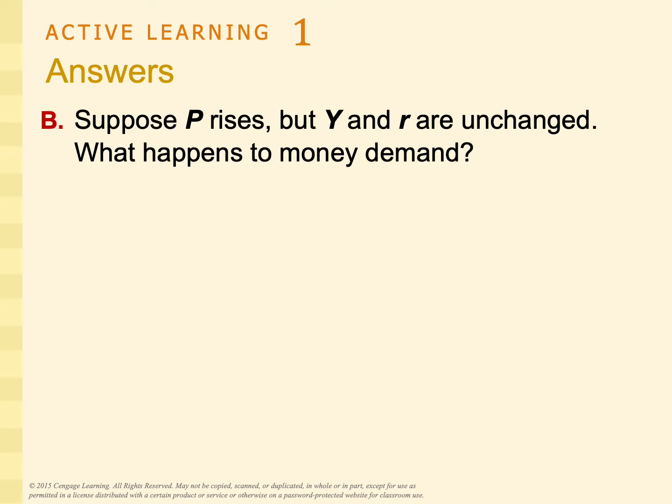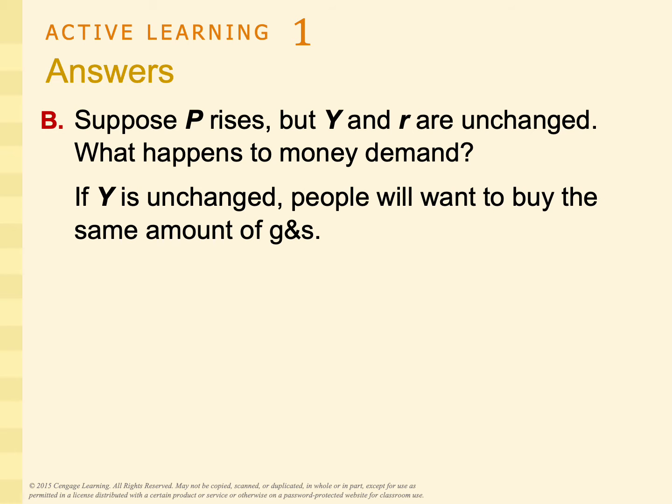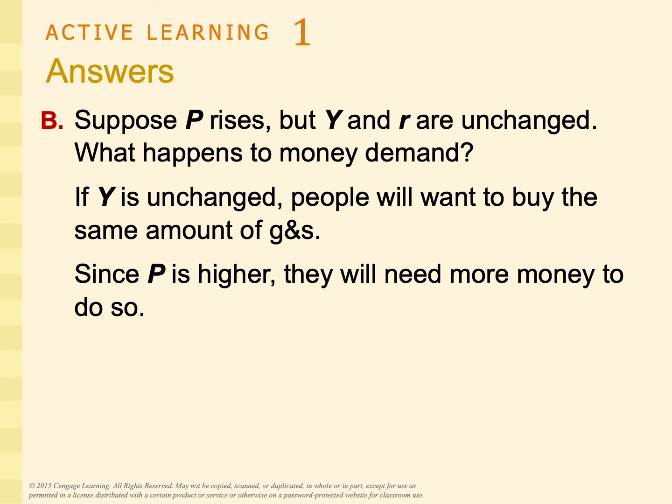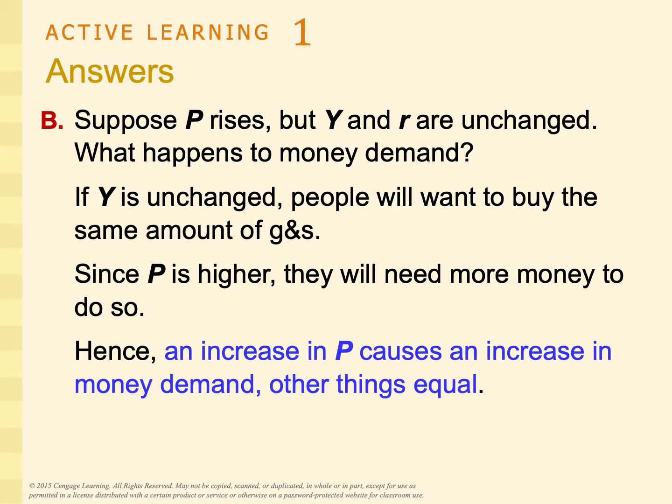All right, what about price level? If the price level goes up, what happens to money demand? Now, if GDP, real income, is unchanged, people are going to want to buy the same amount of goods and services. But because the price level is higher, that amount of goods and services is going to cost more money. So they need more money to buy that same amount of goods and services. And so here, an increase in the price level causes an increase in money demand, holding everything else constant.